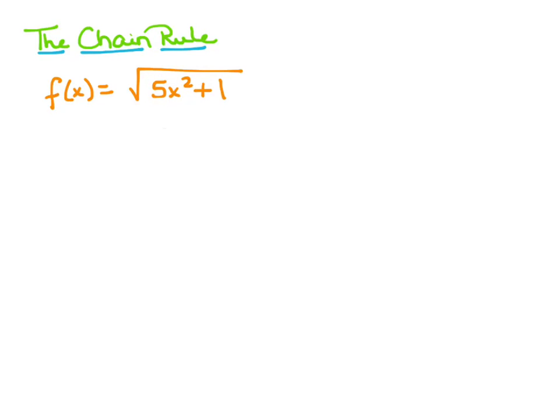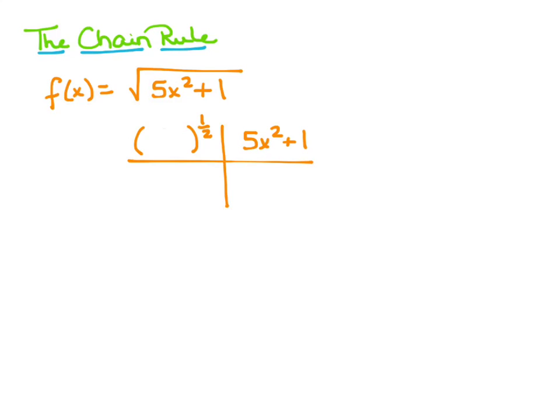Now I'm going to set this up with a chart, kind of like how we did in class. I have something being square rooted, and remember when we are going to take a derivative for a function that involves a square root, we need to rewrite that as an exponent. And so I have something to the 1/2 power. That's my outside function. And then my inside function is the 5x squared plus 1.